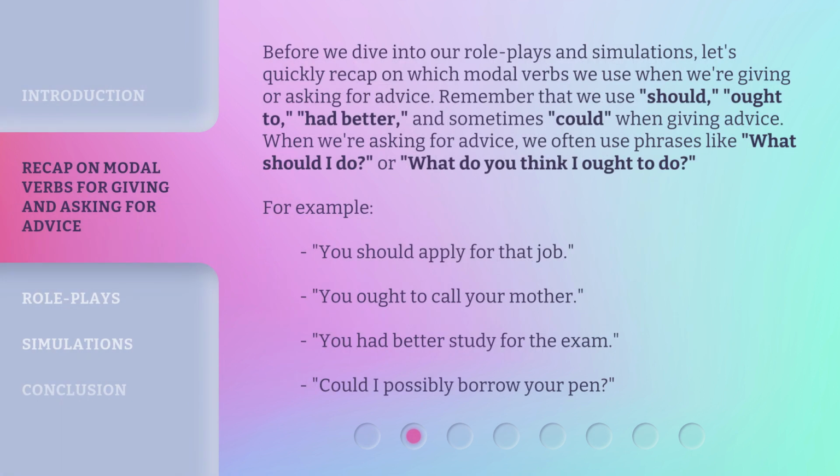Before we dive into our role plays and simulations, let's quickly recap on which modal verbs we use when we're giving or asking for advice. Remember that we use should, ought to, had better, and sometimes could when giving advice. When we're asking for advice, we often use phrases like, "What should I do?" or "What do you think I ought to do?"